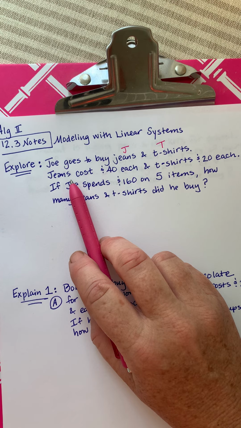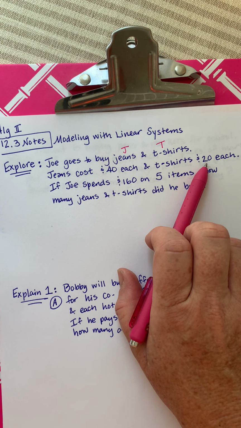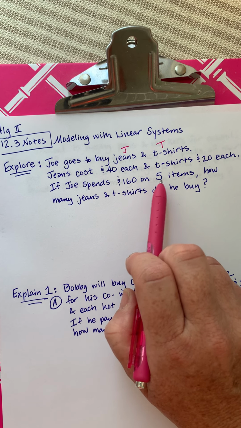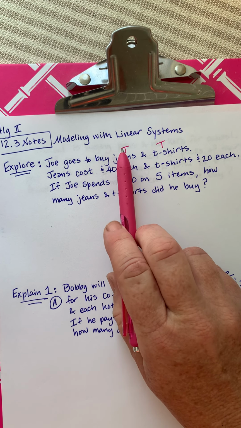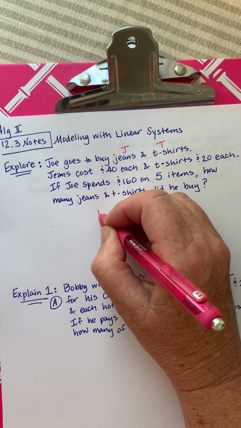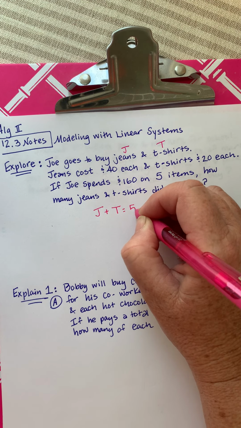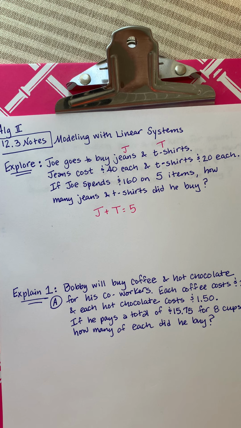The next sentence tells us how much each of them cost. So let's keep reading. He spends $160 on 5 items. So if I add together my jeans and my t-shirts, I'm going to get 5 items. That's just my number of items. That's what my first equation is.